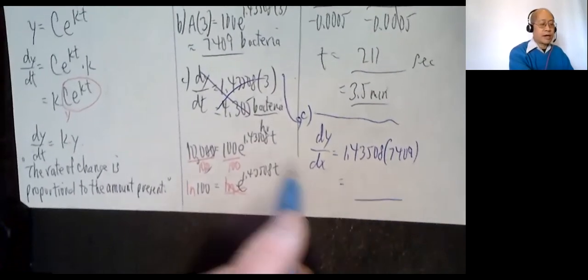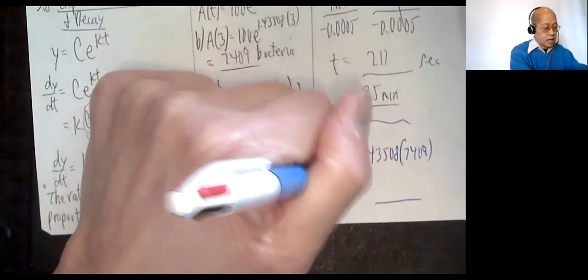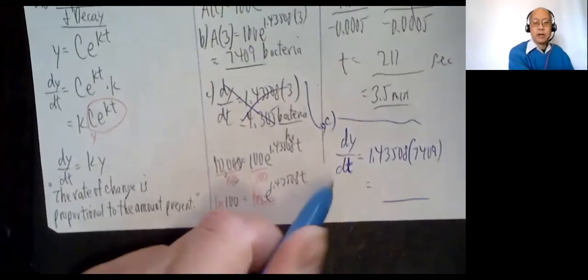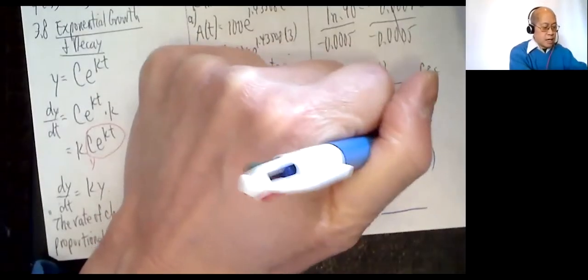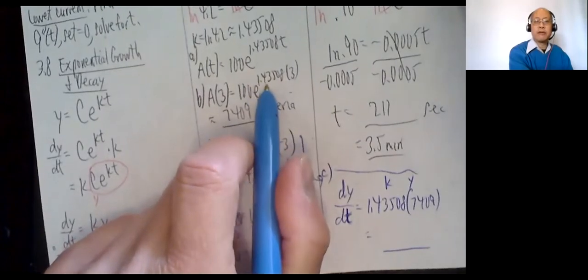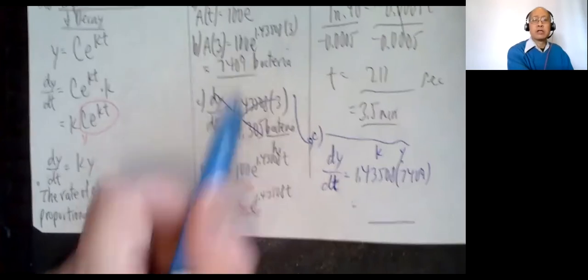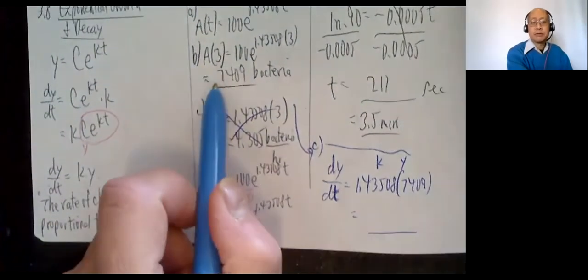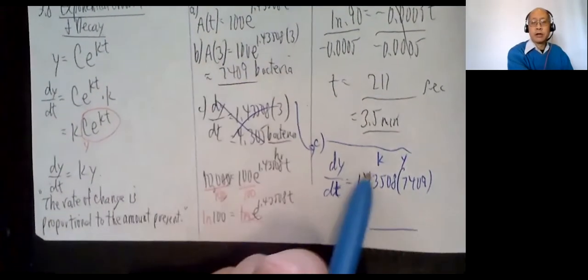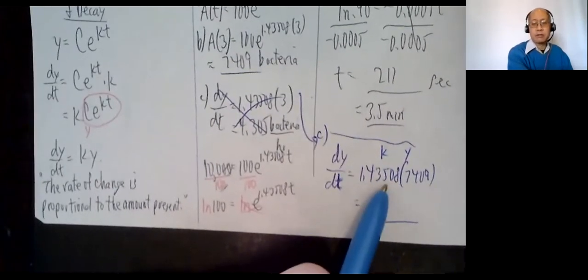But dy/dx, or you could say dy/dt actually. Yeah, I guess dy/dt is more appropriate. So the formula is k times y. So the k we now know is 1.43508. And the y after 3 hours, so we needed the answer to part B to get that, right? So 7409 goes right there. So just multiply it out. Looks like it's about 10,000 maybe. I'm just guessing there.